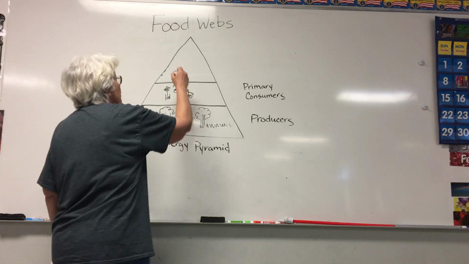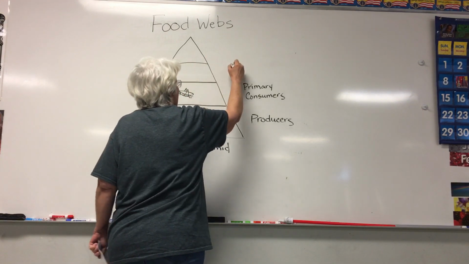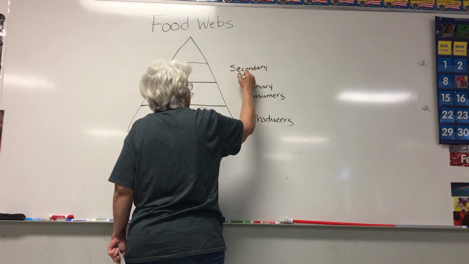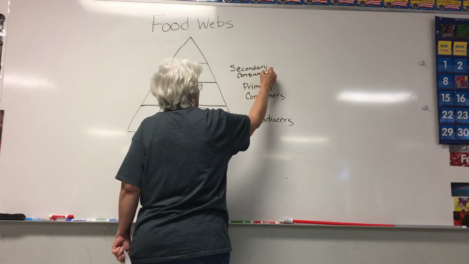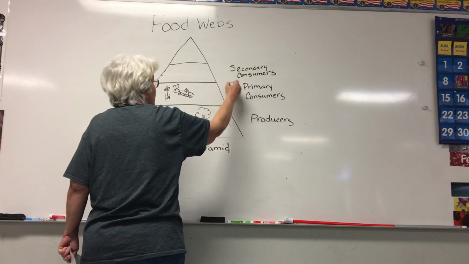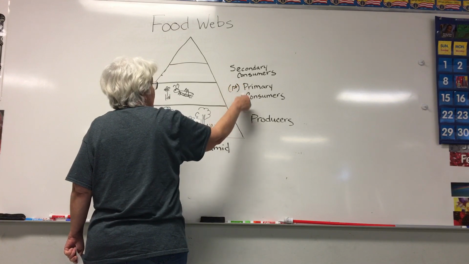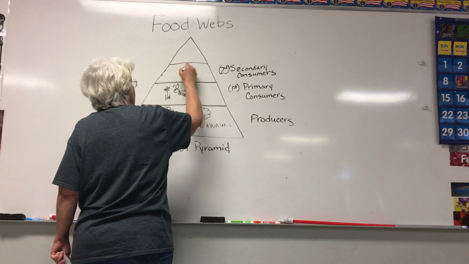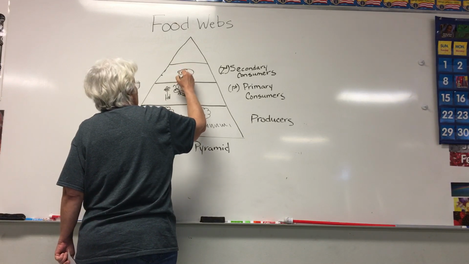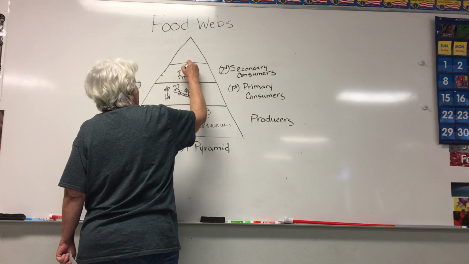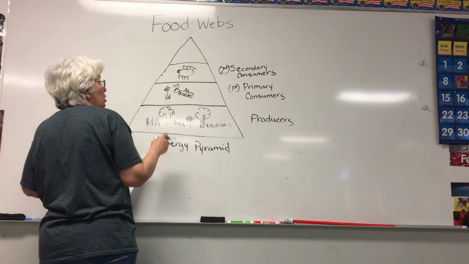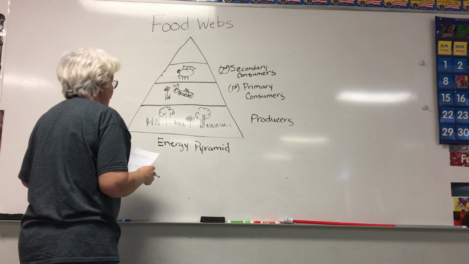Above our primary consumers are what we call our secondary consumers. Primary being first above your producers, and secondary being the second. This would include our little spider, from Charlotte's Web. I don't draw very good spiders. And of course the spider is probably consuming a primary consumer like a grasshopper.